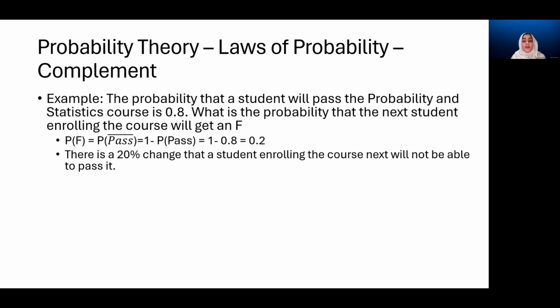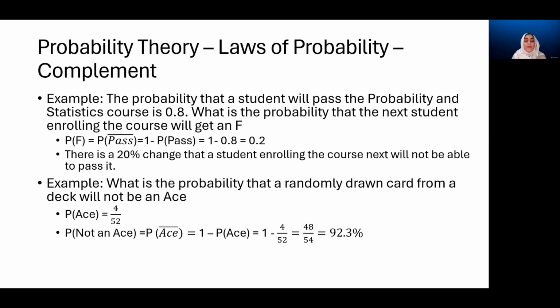Since we know the probability of the student passing the course is 0.8, we can use the law of complement to find the probability of this event, which is pass complement. So the probability of pass complement is 1 minus the probability of pass, which is 1 minus 0.8, equal to 0.2. So we can say that there's a 20% chance that the student enrolling in this course next will not be able to pass it.